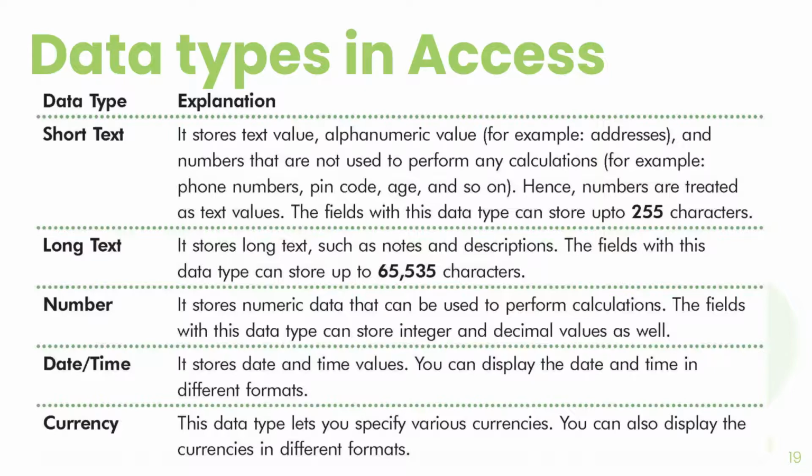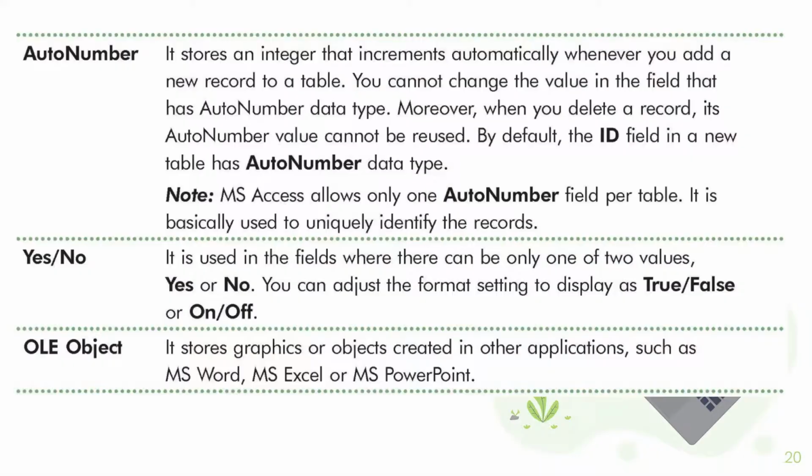Next, currency. This data type lets you specify various currencies. You can also display the currencies in different formats. Auto number. It stores an integer that increments automatically whenever you add a new record to a table. You cannot change the value in the field that has auto number data type. Moreover, when you delete a record, its auto number value cannot be reused. By default, the ID field in a new table has auto number data type.